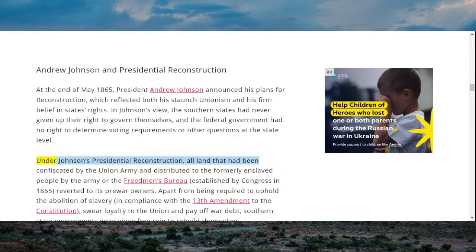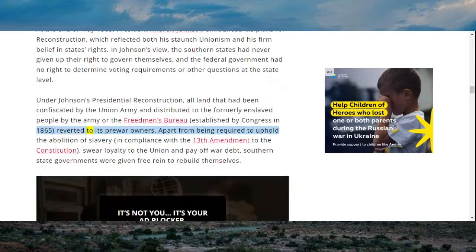Under Johnson's presidential Reconstruction, all land that had been confiscated by the Union Army and distributed to the formerly enslaved people by the Army or the Freedmen's Bureau, established by Congress in 1865, reverted to its pre-war owners. Apart from being required to uphold the abolition of slavery in compliance with the 13th Amendment to the Constitution, swear loyalty to the Union and pay off war debt, Southern state governments were given free rein to rebuild themselves.